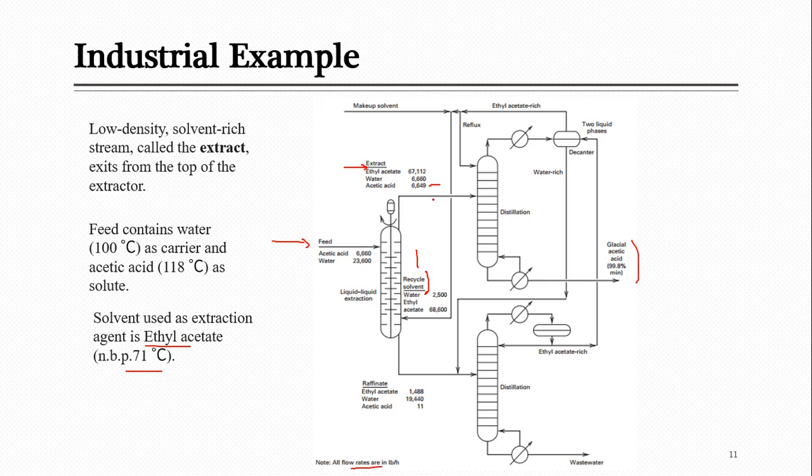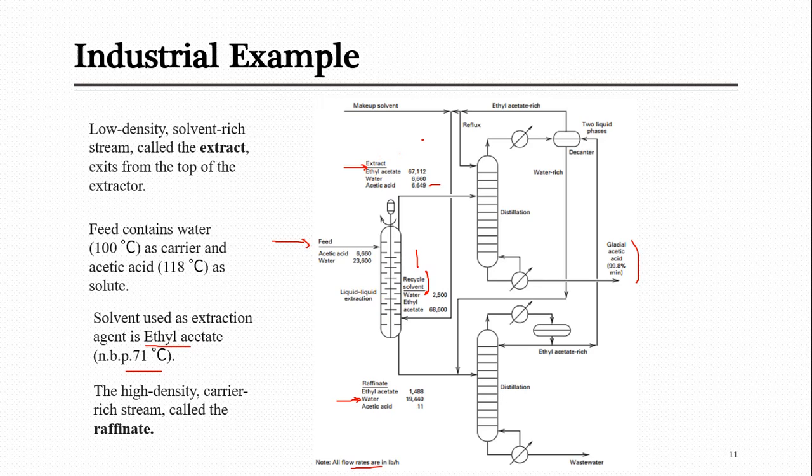Before going to the next stage, I just want to clarify these two phases. One is the extract and the other is the raffinate. Raffinate, you know, is the high density carrier rich stream. Carrier here was water, so the carrier rich stream contains a large amount of carrier. Here it contains 19,000 and something pound per hour of water. That's the raffinate, the high density stream, at the bottom of this extraction unit. So let's proceed with this.